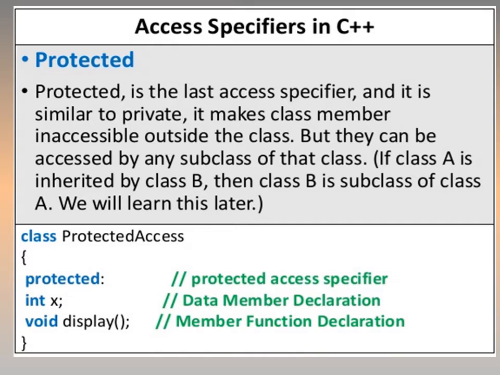In the body, that is the scope of the class, under the protected access specifier we declare int x, that is the data member declaration, and void display, that is a member function declaration. So these two, the data member and the member function, we declared under the protected access specifier.